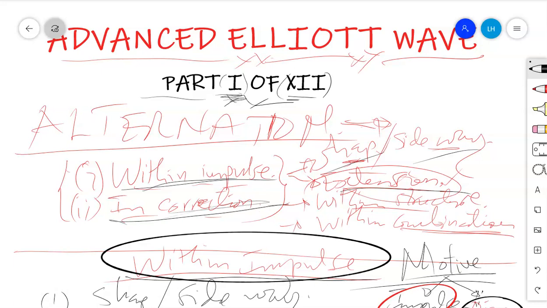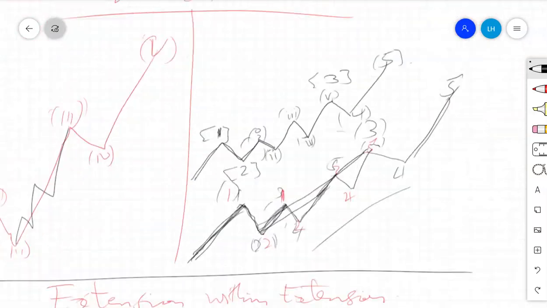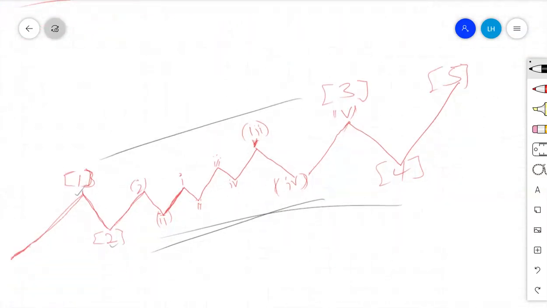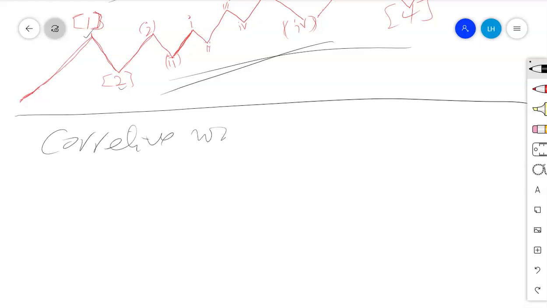Corrective waves have two ways in which they can alternate. They can alternate within a single corrective structure, and also they can alternate within a combination. It's very simple to cover the issues on alternation within a corrective structure. Now let us see alternation within corrective waves.